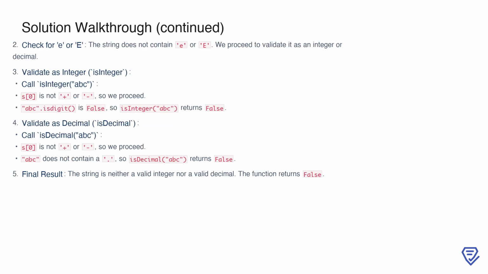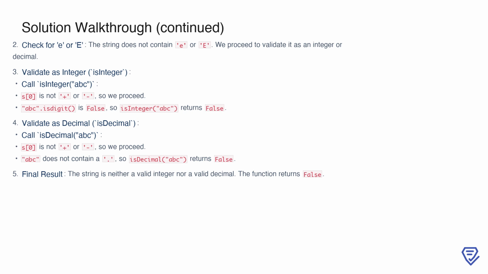Now, let's look at the input string ABC. After stripping spaces, the string remains unchanged. Since it does not contain e or E, we try to validate it as either an integer or a decimal. First, we call the isInteger function with the input ABC. The first character is not plus or dash, so we check if the entire string is numeric using isDigit. This returns false, meaning it is not an integer.